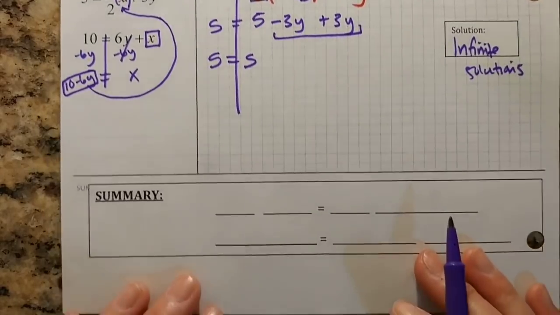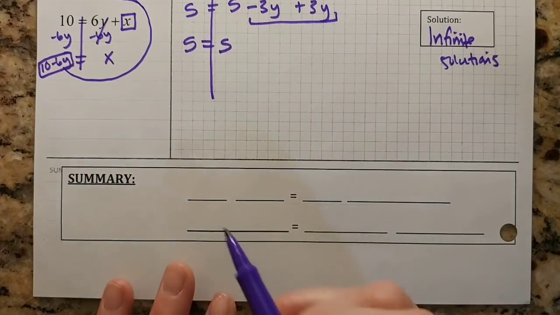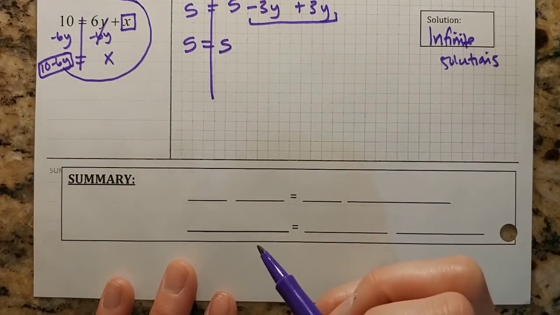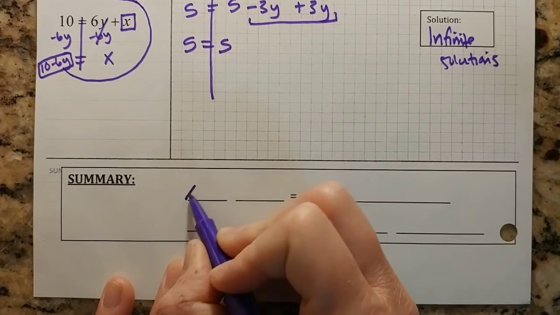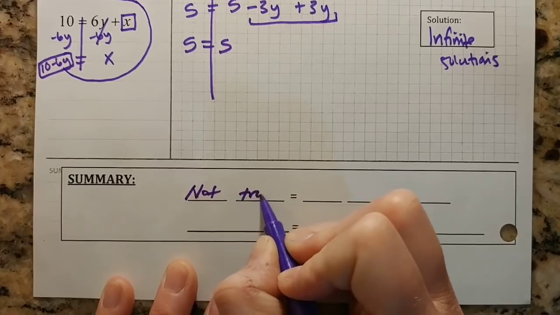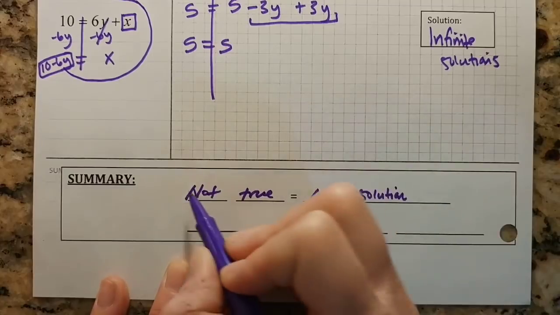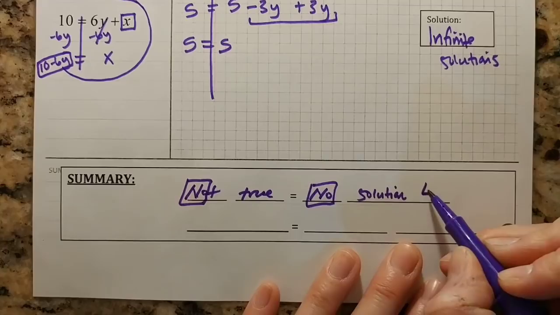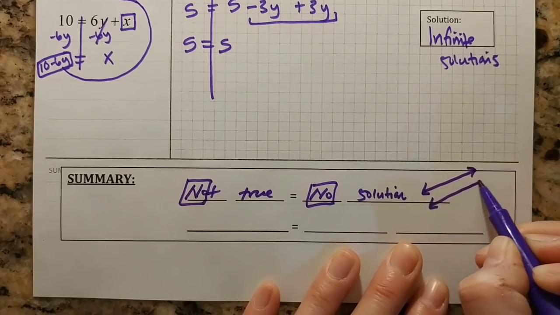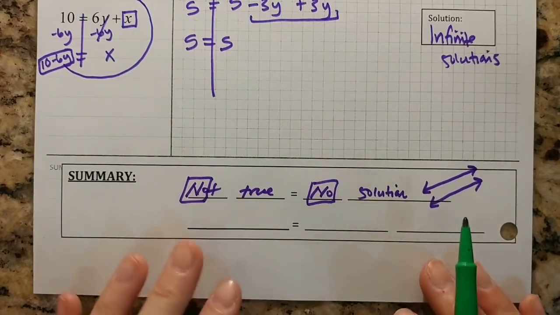Okay, so let's take a look at our summary down here at the bottom. This might look pretty familiar if you think about what we learned in chapter 2, I think it was. So our summary, if our variable cancels out and we end up with a statement that is not true, that means there is no solution. So not true means no solution. And that looks like a set of parallel lines. They're never going to intersect, and so they are not going to have a solution.